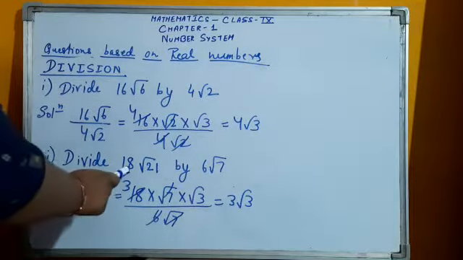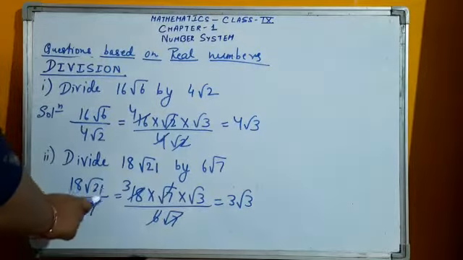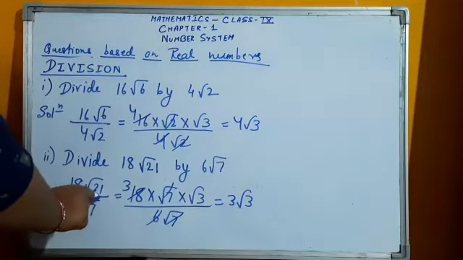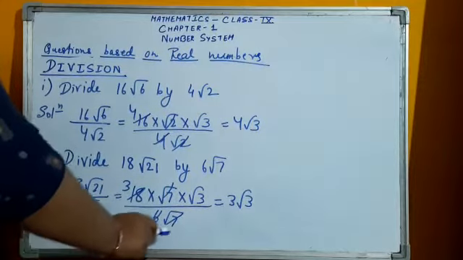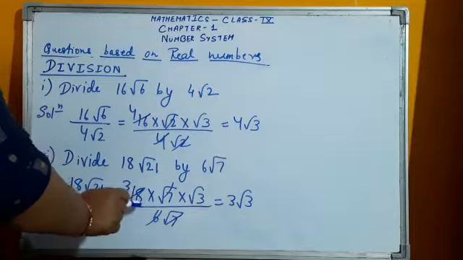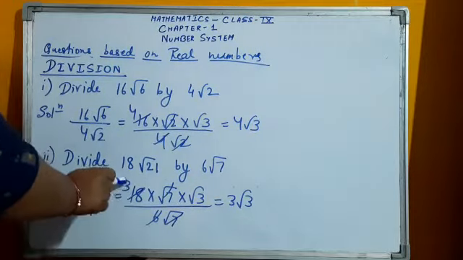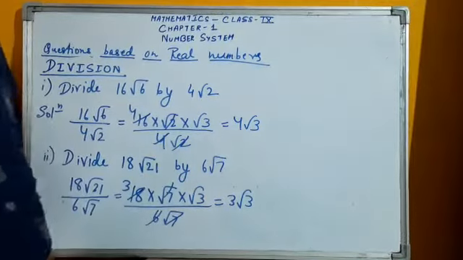Second question I took 18 root 21 divided by 6 root 7. So it can be written in the division form. 18 as it is, no change. Root 21 I am writing as root 7 into root 3, divided by 6 root 7. Root 7 will get cancelled and 18 and 6 can be cancelled by 6: 6 1s are 6, 6 3s are 18. So we are left with 3 and root 3. So the answer will be 3 root 3.